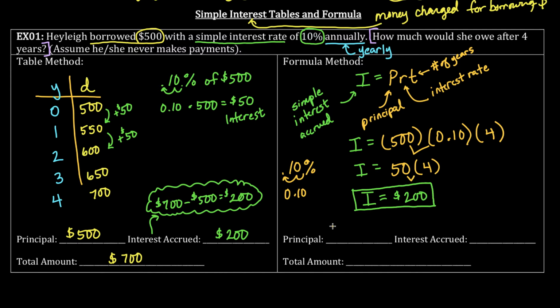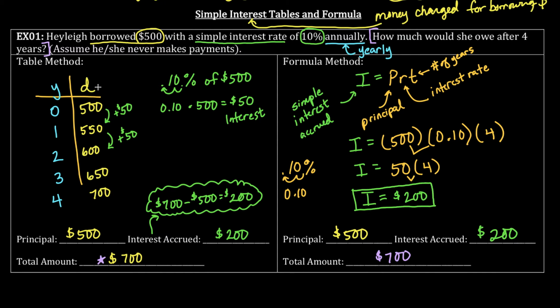So my principal amount, once again, was $500. I'm going to match this with the other one. Now, the interest accrued, it tells us right here, is the $200. So that means the total amount owed ends up being $700, which is the same over here. So we should get the same answers.